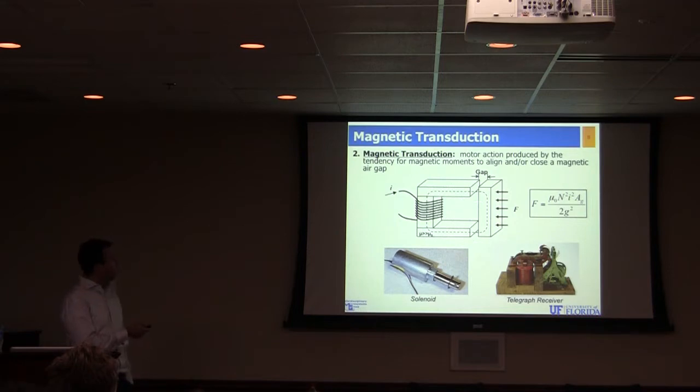The force you get here is a very different equation from what I showed you before. It's a tendency to close that magnetic gap. And this is used historically in telegraph receivers, solenoids, and other simple kind of doorbell type actuators and other things.